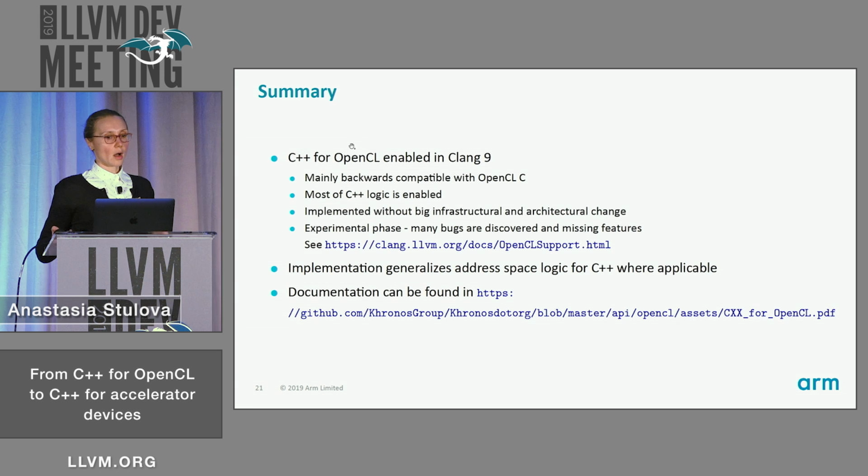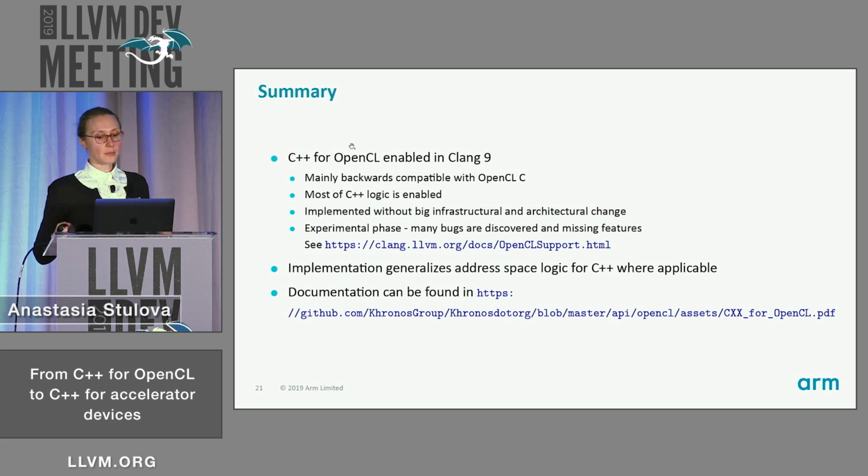Right, that brings me to the conclusion. First of all, C++ for OpenCL was enabled in Clang 9, and the main feature of this language mode is that it's mostly backwards compatible with OpenCL C, and we are allowing nearly all C++ features. There are very few things that we disallow. One of the objectives of this language mode was trying to reuse as much of the Clang infrastructure as possible and avoiding very big architectural changes. That's simply because the Clang code base is really complex, and there are so many language modes that it supports. It's really difficult to perform large architectural changes.